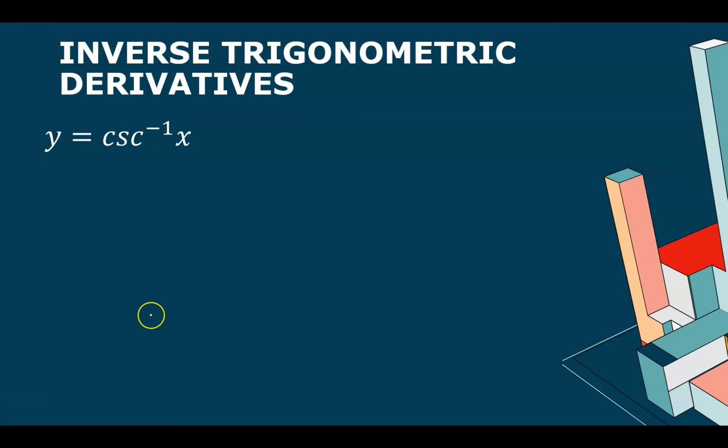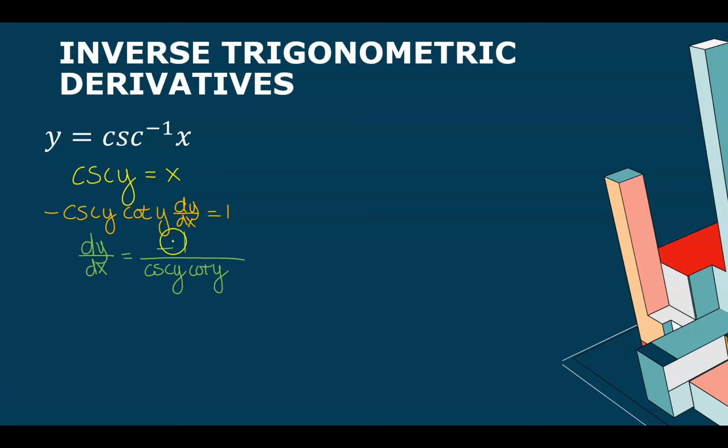So cosecant of both sides gives us cosecant y equals x. Derivative of cosecant y is negative cosecant y cotangent y. Chain rule, dy dx. Derivative of x is 1. Divide, and let's put that negative in the numerator. And just like in the previous slide, we already have what cosecant y is right here, so we can make that substitution. We'll need to find out cotangent of y.